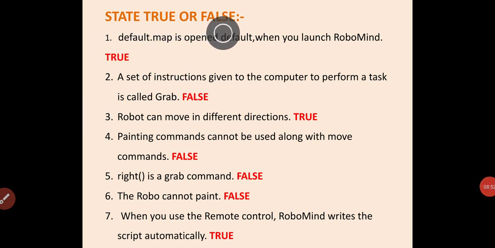State true or false. First one. Default dot map is opened by default when you launch RoboMind. It's true. Is it clear, children? Default map is opened by default when you launch RoboMind.